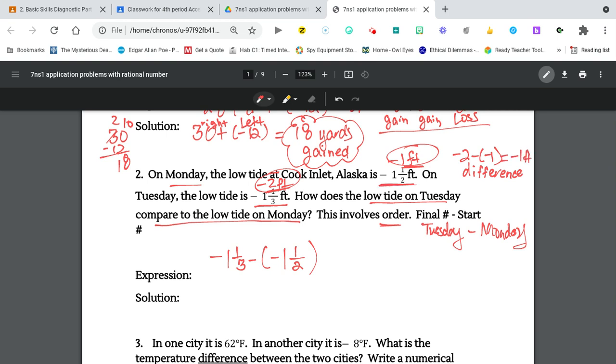But these are not integers, they're actual rational numbers, what we call fractions or mixed numbers, guys. So you can't use negative 2 and negative 1. I just made those up to get you to see that if you want to figure out how one compares to the other, you basically just subtract, okay?